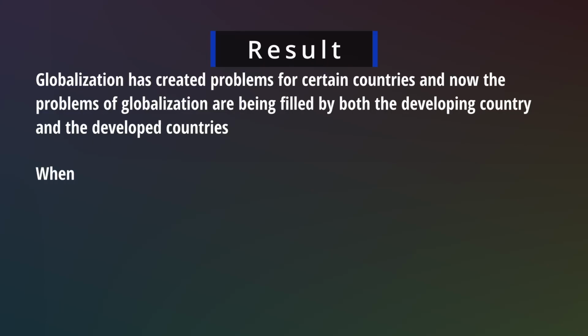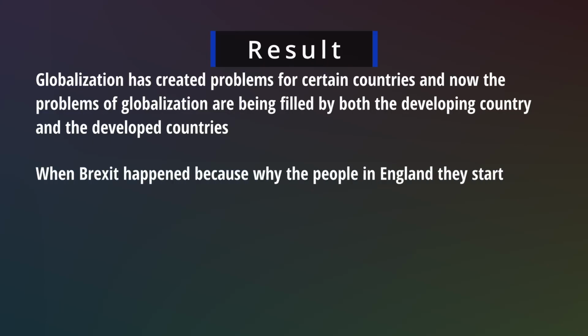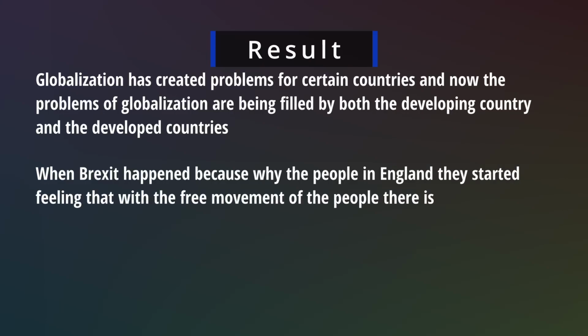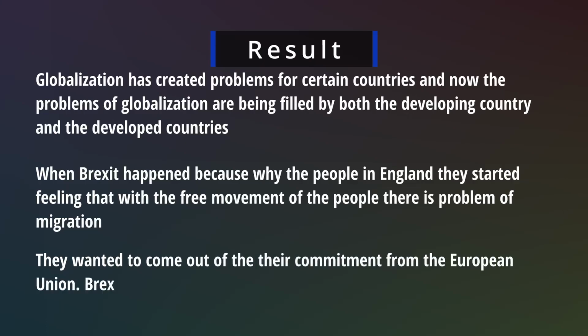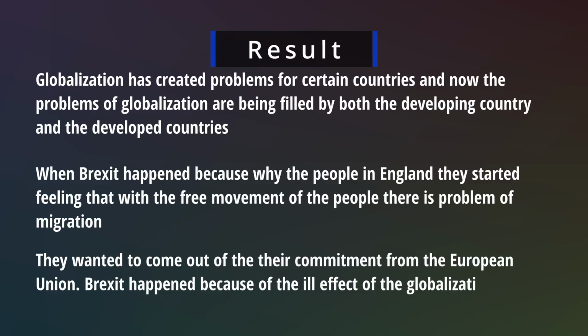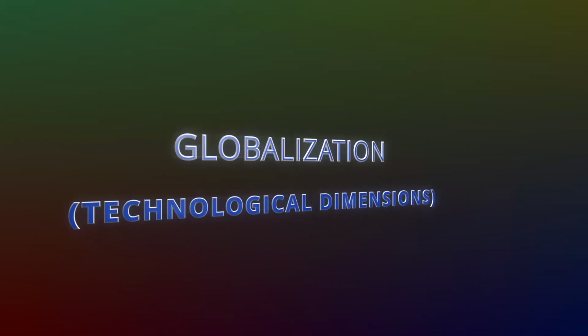And we also see that when Brexit happened, why? The people in England started feeling that with the free movement of people, there is a problem of migration, and so therefore they wanted to come out of their commitment to the European Union. So Brexit also happened because of the ill effect of globalization.